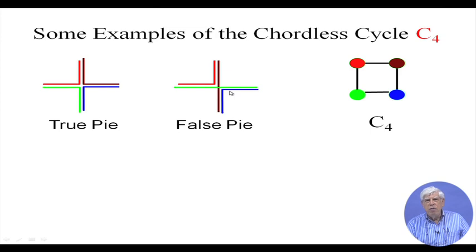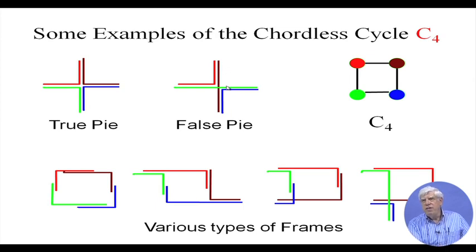I could also have it represented like this, a false pi. I'm still cutting the pi into 4 pieces, but I'm cutting them slightly differently. A bending path, a straight path, a bending path, and a straight path. But that's not the only way. You could also have various kinds of frames. And here I've illustrated some frames of single bend paths that also form a C4.